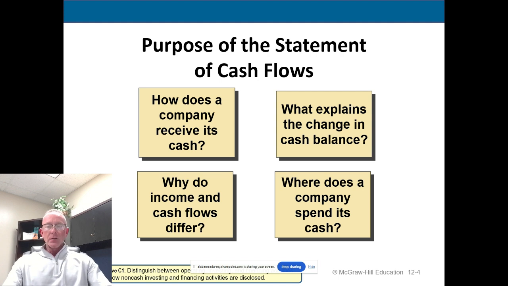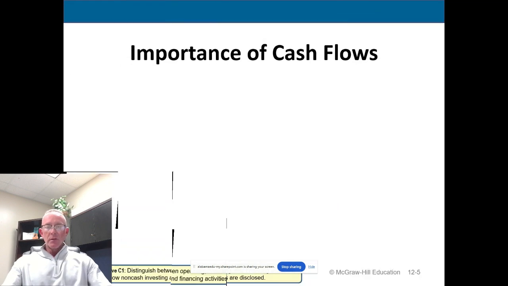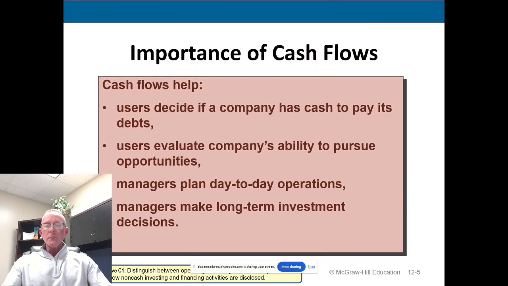All right. So, how do we get our cash? What changes the account balances? Where do we spend our cash, and what other inflows and outflows of cash do we have? We're going to divide this into three sections. It helps us to know how we're going to pay our debts, evaluate any new business opportunities we may have, and plan our day to day operations. This is all stuff that we've looked at before.